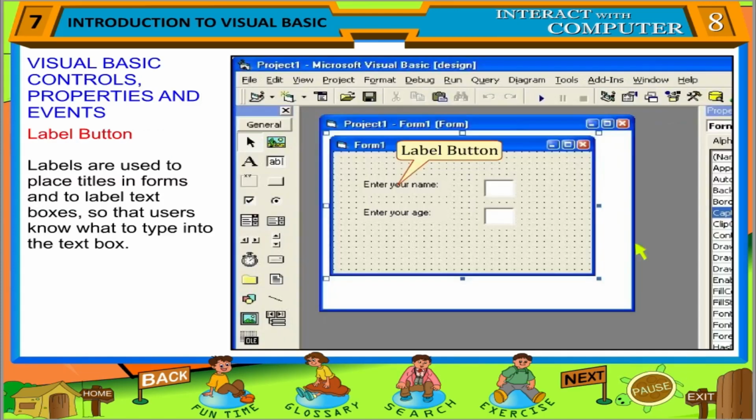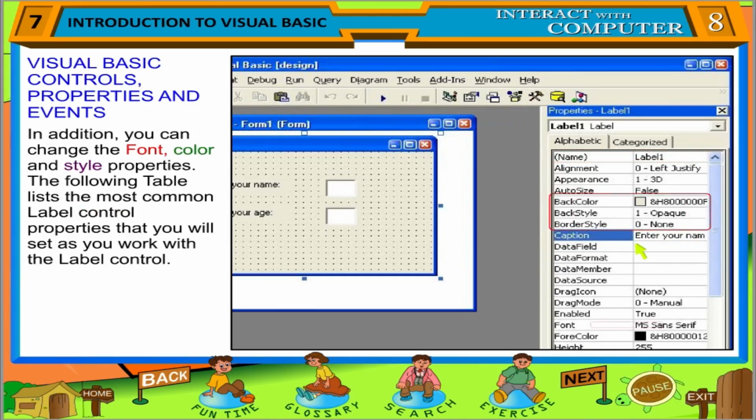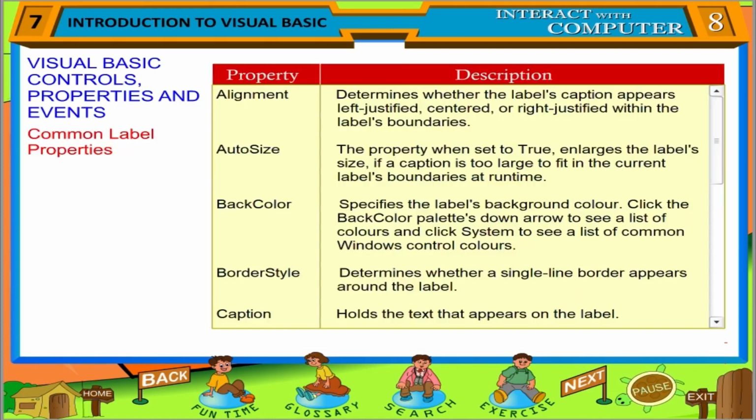Label button. Labels are used to place titles in forms and to label text boxes so that users know what to type into the text box. When you place labels on a form, you will almost always set the label control's name property and type a new caption value. In addition, you can change the font, color, and style properties. The following table lists the most common label control properties that you will set as you work with the label control. Common label properties. Property. Description.